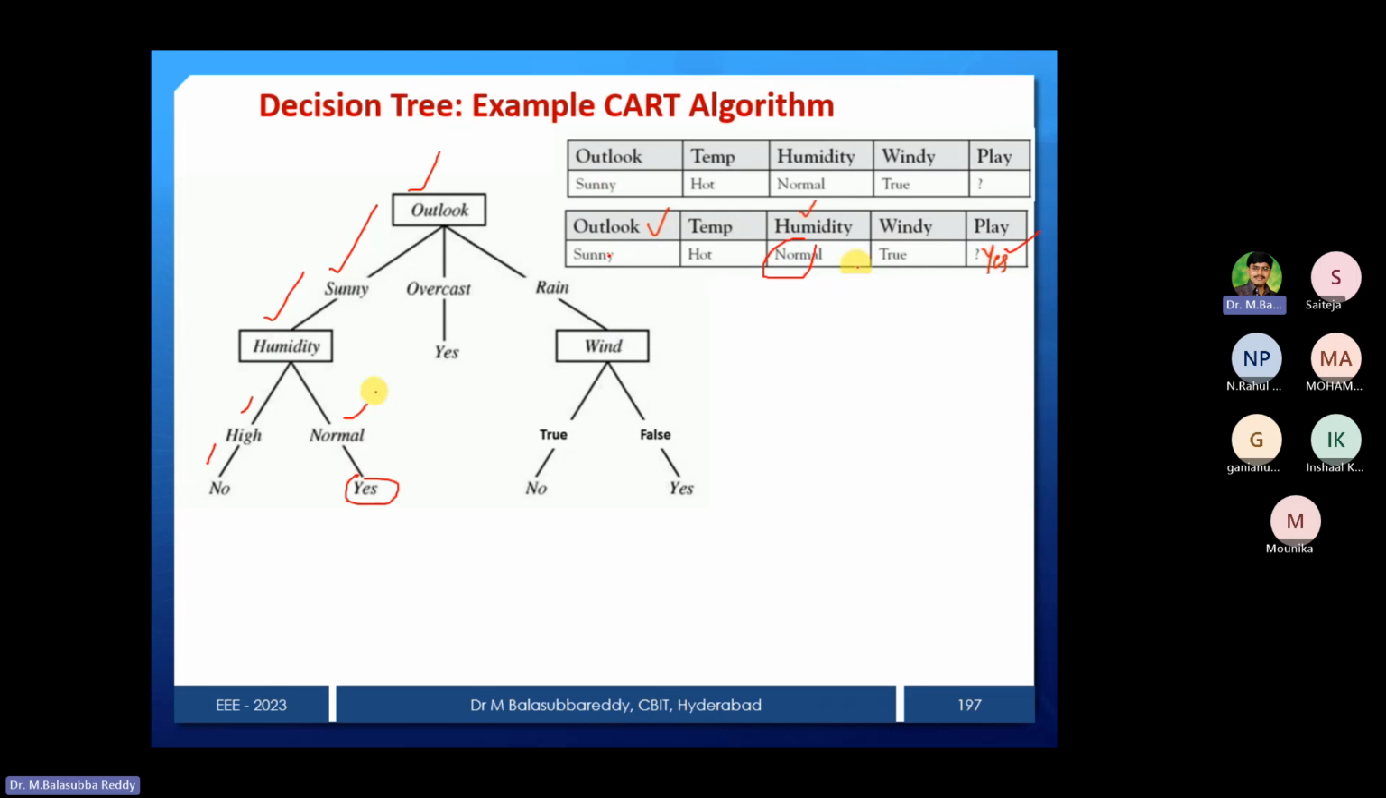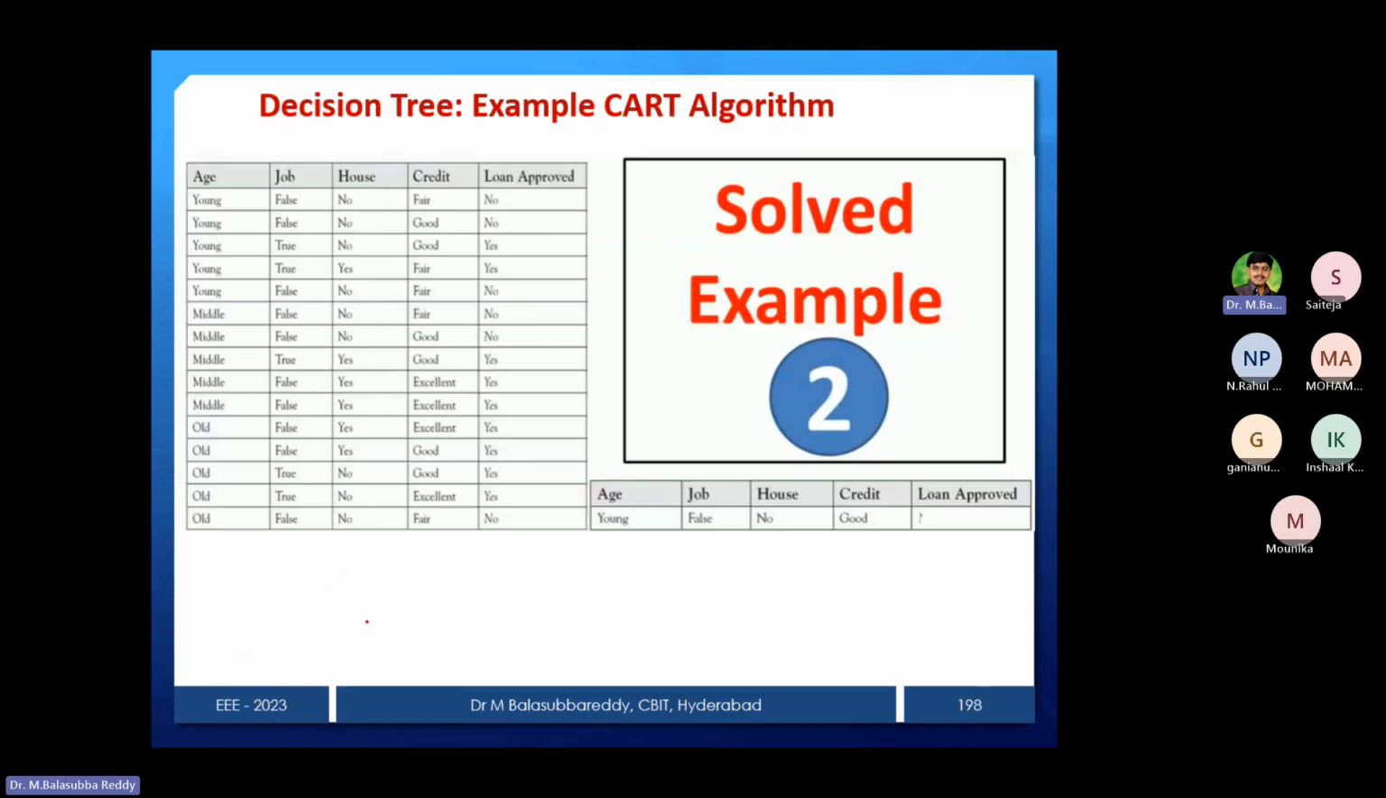Suppose outlook is rainy, then we'll come here. The rainy is divided into two parts like this, and based on the other parameter, you can choose whether we'll go to play or not. This is the way we have to divide the problem. And we'll see the next problem also, decision tree only.